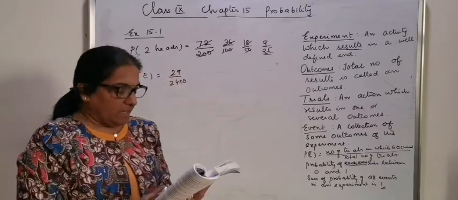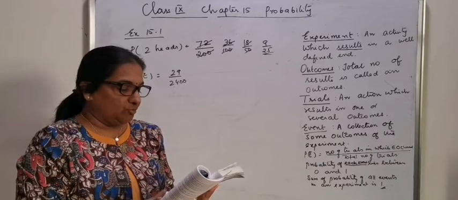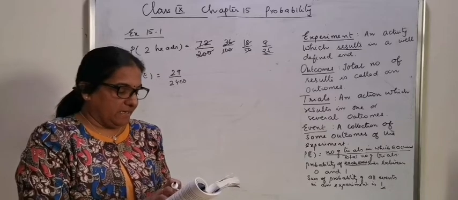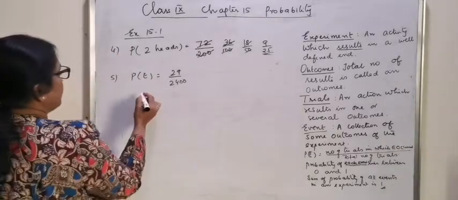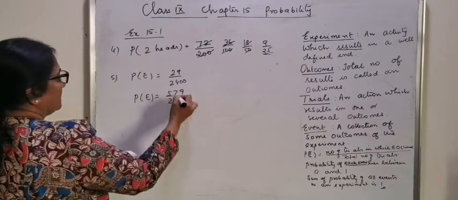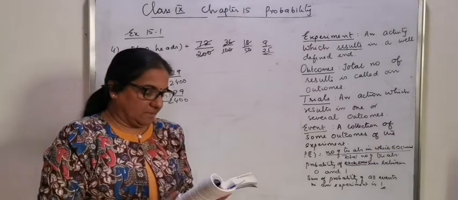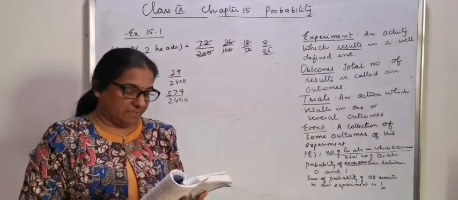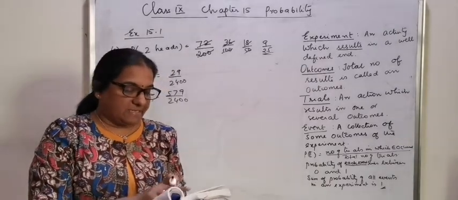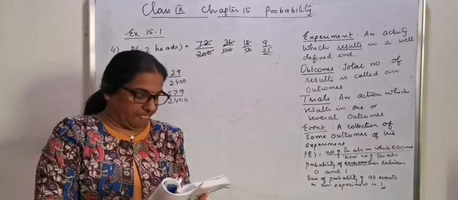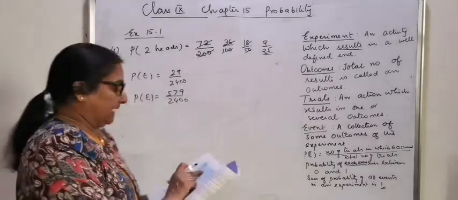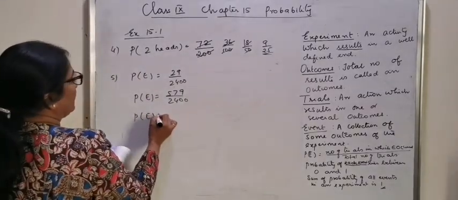Then earning rupees 16,000 or more, that means the last slab, and owning exactly 1 vehicle. The number given there is 579. Probability of that event is 579 by 2,400. The third one, earning less than 7,000 per month and does not own any vehicle. That means the first slab, and no vehicles means there are 10. That means probability of the event is equal to 10 by 2,400.